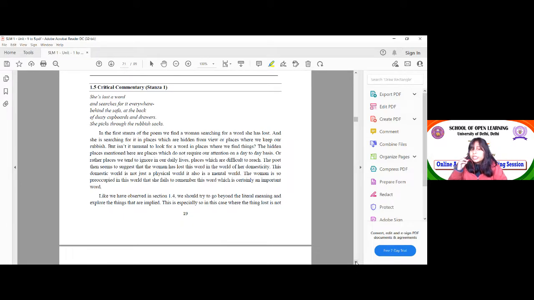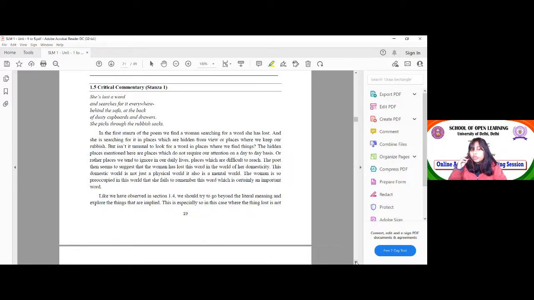This domestic world is not just a physical world, but also her mental world, because obviously this is her space, this is the place that she lives in every day. If she's not going out enough, if she's not interacting with the outside world enough, then even her mental world, or the space of her head, is only with these things. These are the only things that she's interacting with.